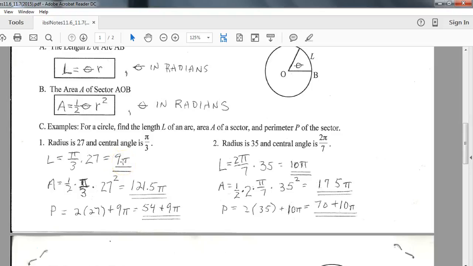If I want the area of the sector, same thing, just a little different formula. Here's the radius, here's the theta, the central angle, and you get that right there.